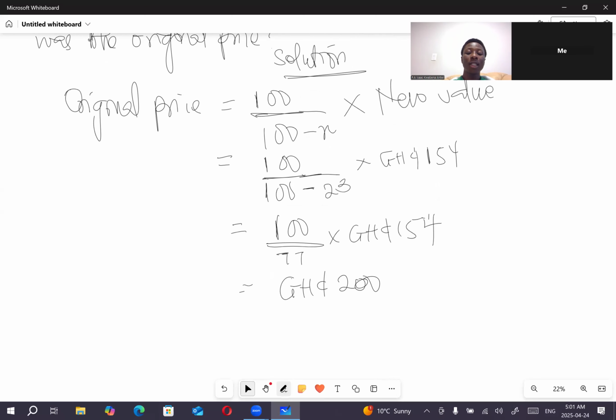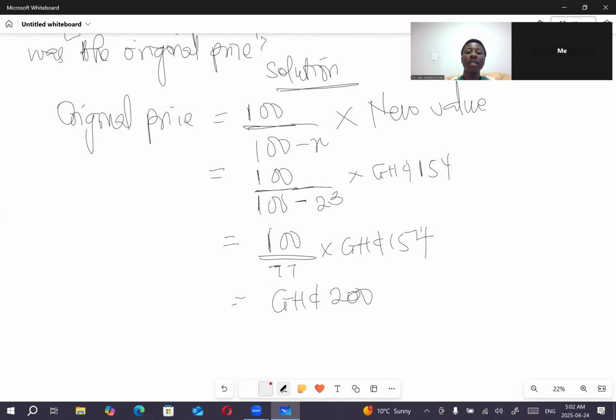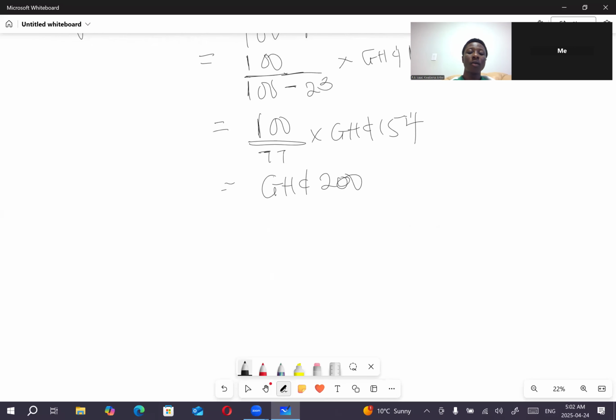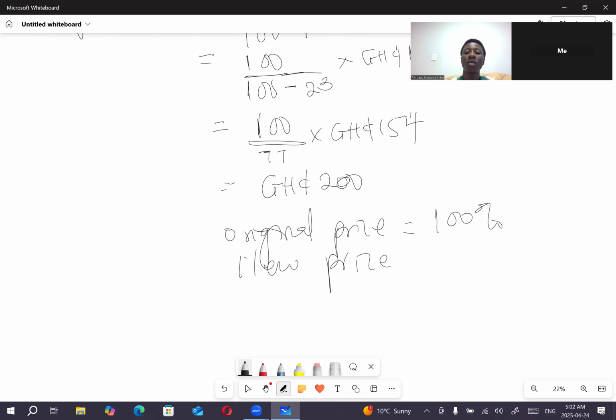I'm not doing it, okay? I'm just showing them something. The original cost of an item is 100 percent, isn't it? The new price or new value is equal to 100% minus X in percent.